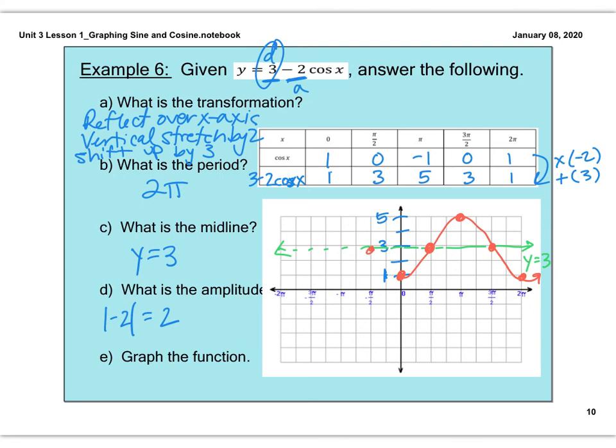Go ahead and fill in the other side of the graph, and you'll see 2 cycles, or you'll see the graph over a period of 4 pi. Cool. Let's go to the next.